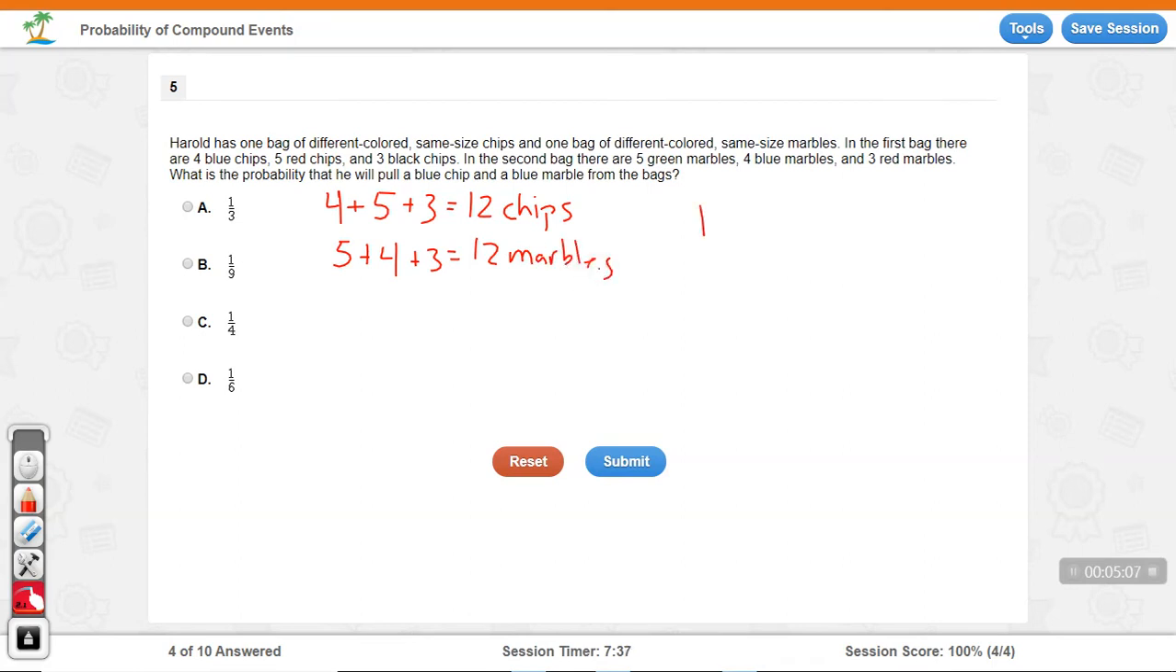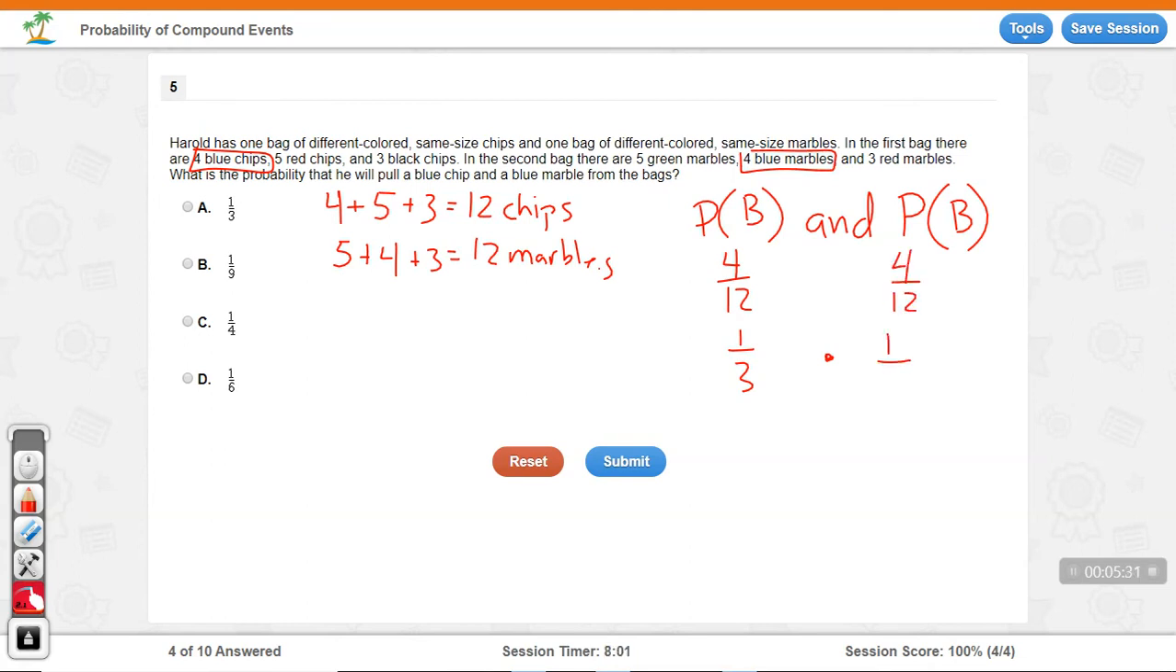All right, we want to know the probability that we will pull a blue chip and a blue marble. Well, again, what's the probability of a blue chip? The blue chips were 4 out of these 12, in other words, 1/3 of the bag. And the probability of a blue marble, well, there were 4 blue marbles. Another 4, so 4 out of 12, another 1/3. And 1/3 times 1/3 is 1/9. My probability I'm looking for here is 1/9.